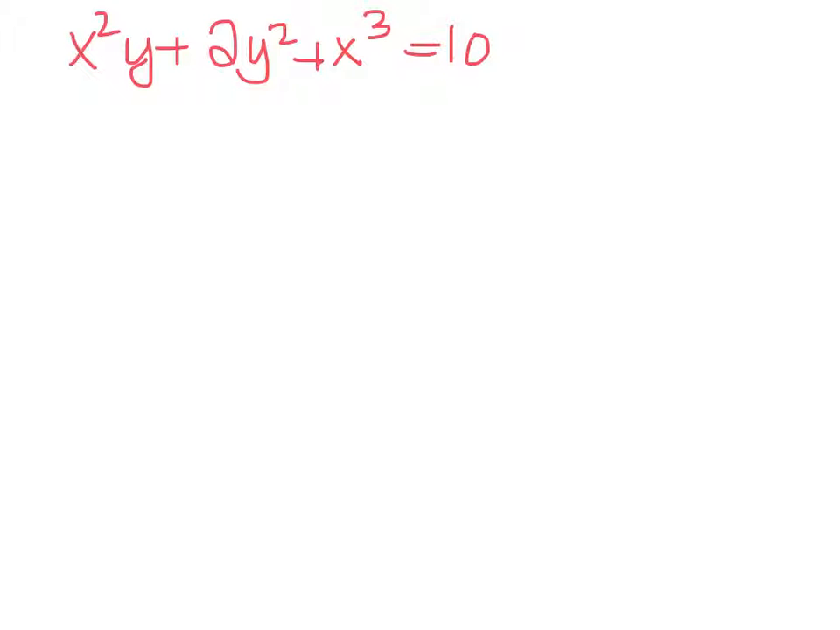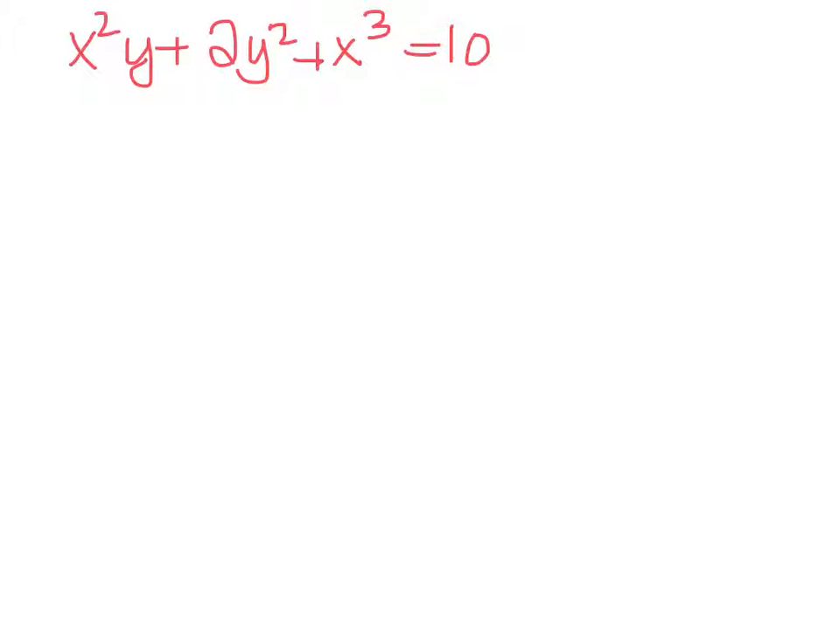Okay, so now we're going to look at one that's a little more involved. So let's say I have x squared y plus 2y squared plus x cubed equals 10. Okay, now this one would really be a pain to get the y by itself. Thus why we do the implicit differentiation. It makes life a lot easier.